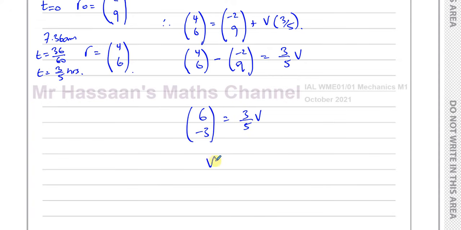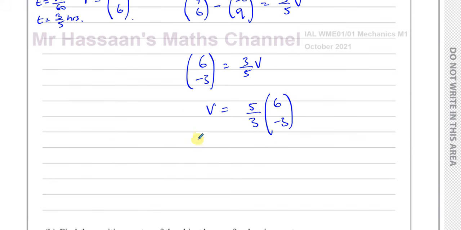If I want to find what the velocity vector is, I have to multiply both sides by 5 and divide them by 3. So it's 5/3 of (6, -3). We can just expand that a bit. v is equal to 5/3 times 6. Well, 6 divided by 3 is 2, 2 fives are 10. And 5/3 times minus 3, the 3s cancel out, giving you minus 1. Minus 1 times 5 is minus 5. So there we have the velocity vector as required.